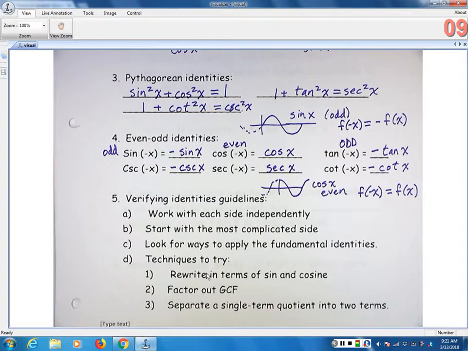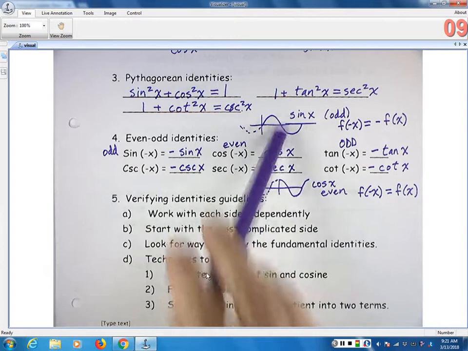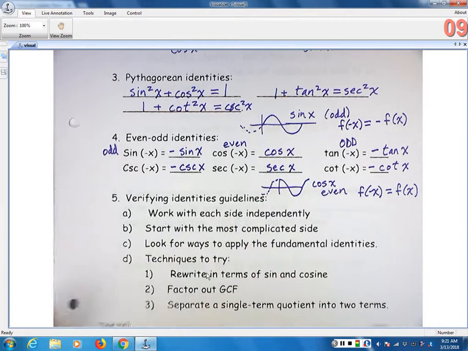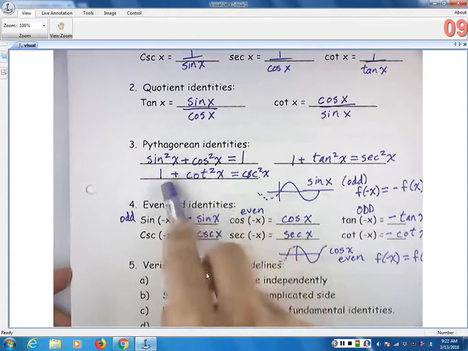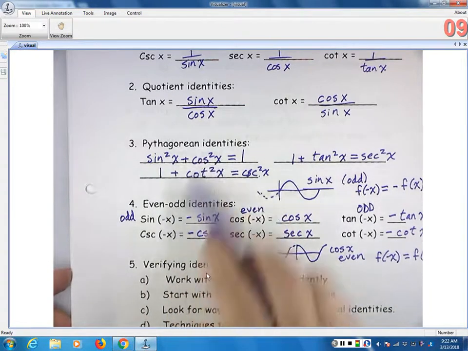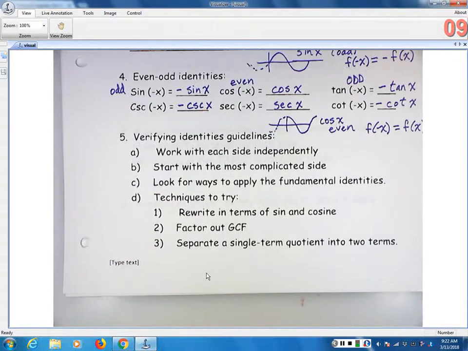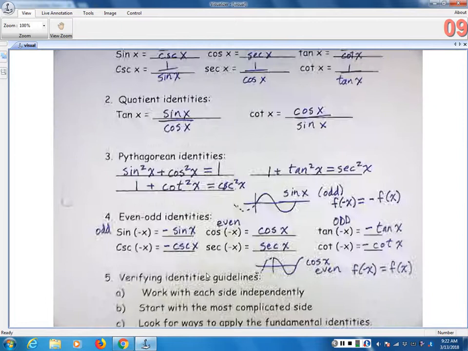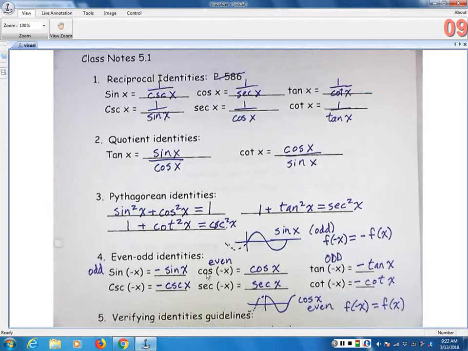So I have the sine and cosine waves memorized. I have this one memorized, and I can find these from it, and I have all these memorized. You should have that memorized. Okay, so we'll have to use all of these identities when we're verifying identities.